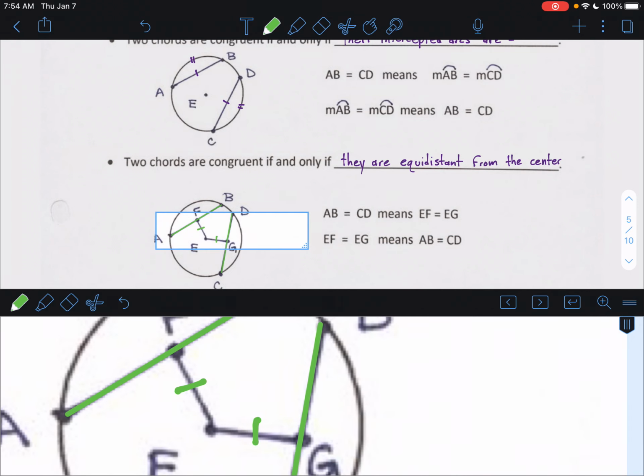And remember, you would measure the distance from the center of the circle to the midpoint of the chord, because the shortest distance is always going to be the perpendicular distance. And since I said that, the perpendicular distance, we also know that that's a right angle.